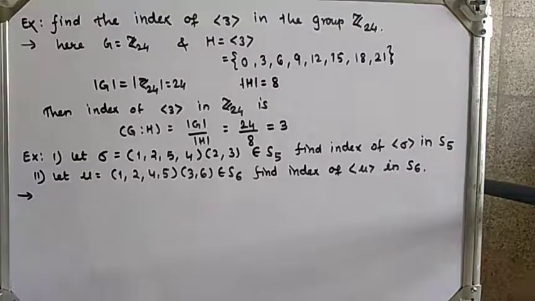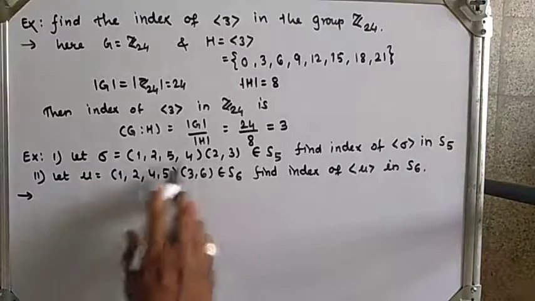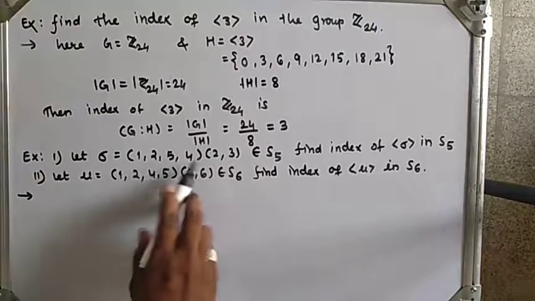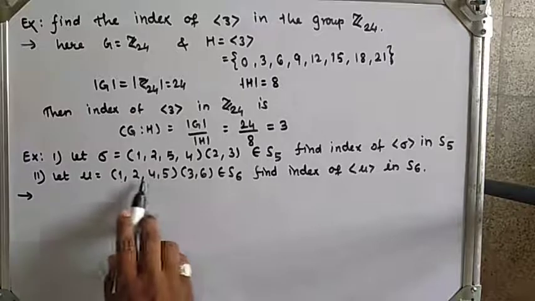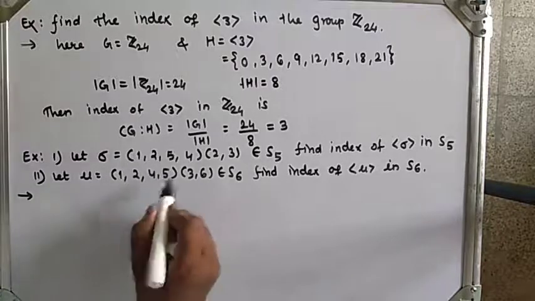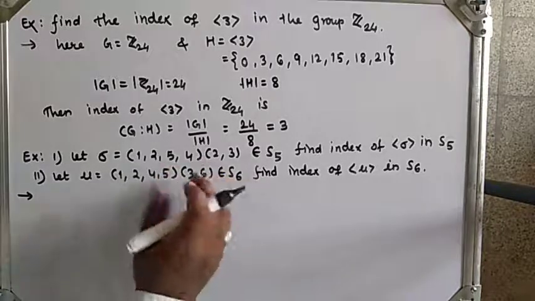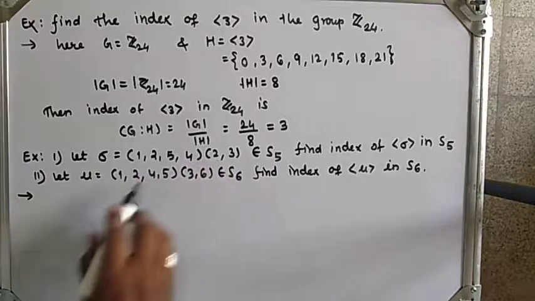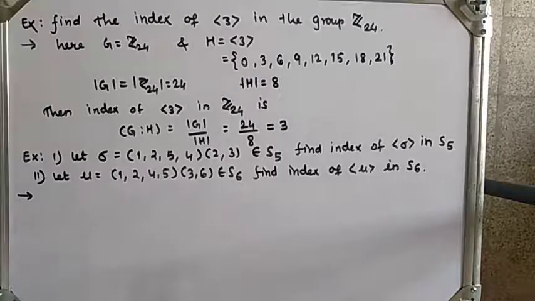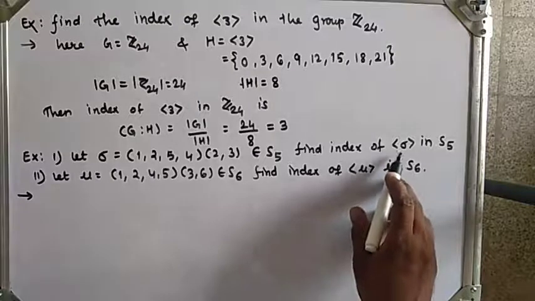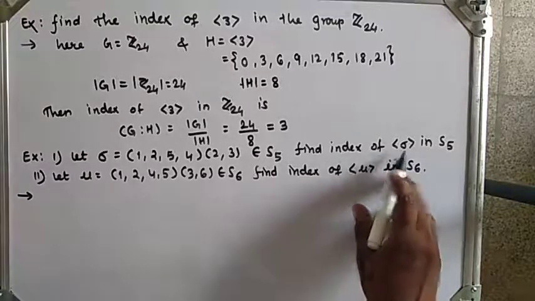So let us find this out. Here we are given a product of two cycles, which is not disjoint here. In the second one, these are disjoint because there is no common element. First we have to write this cycle product as a permutation, find the order of sigma, and then find the index of sigma in S5.